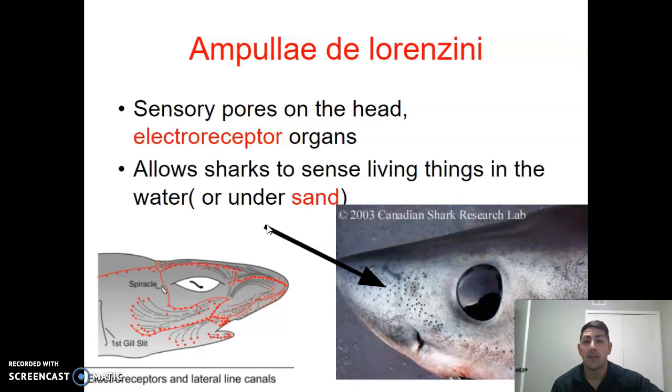So as it's looking for fish to eat, as the fish's muscles contract, they send off an electrical signal, and these sharks can detect it using the ampullae of Lorenzini.